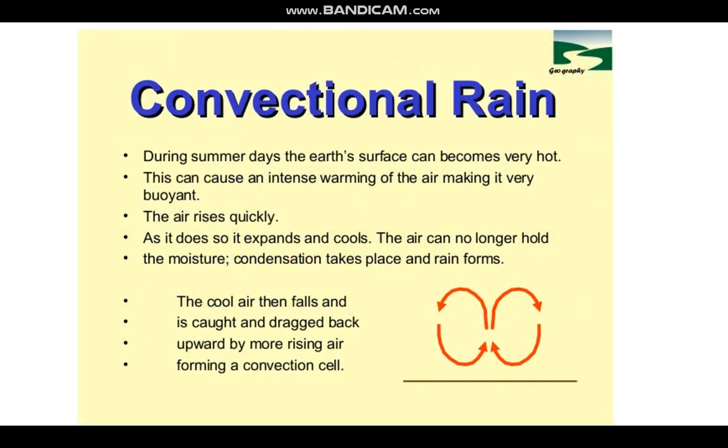Okay, the first type of rainfall is convectional rainfall. What is convectional rainfall? When the hot air rises upwards, it strikes with the cool air and it forms the convectional rainfall. Basically, this rainfall is directly connected to the fronts, the warm air front and the cool air front.